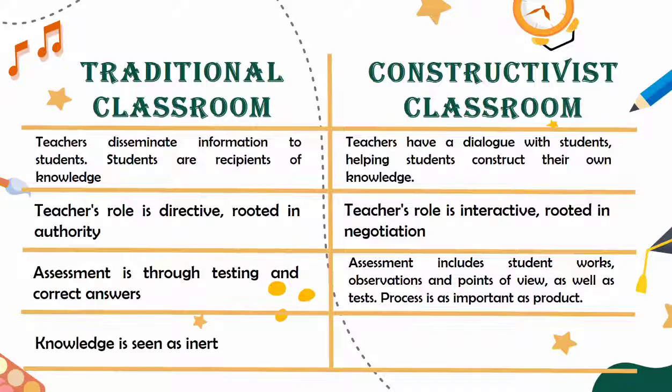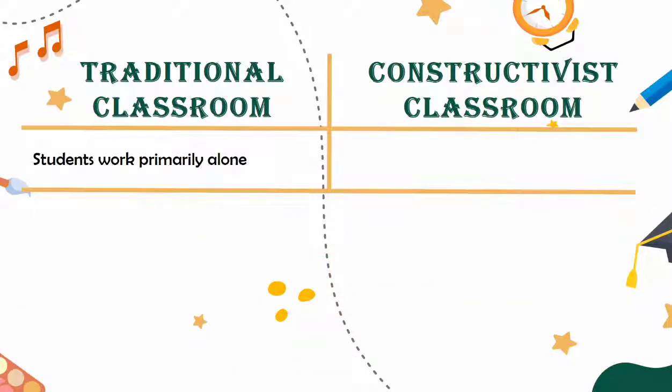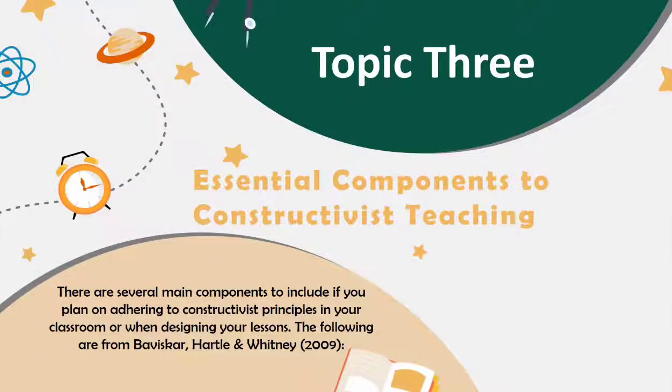So, last two: in a traditional classroom, knowledge is seen as inert, while in a constructivist classroom, knowledge is seen as dynamic and ever changing with our experiences. And students work primarily alone in a traditional classroom, while on the other side, students work primarily in groups. I hope you see the difference between the traditional classroom and the constructivist classroom. And that concludes the comparison between the two.